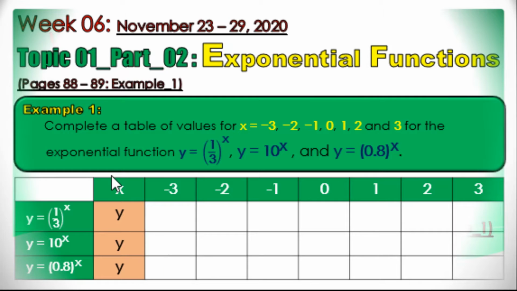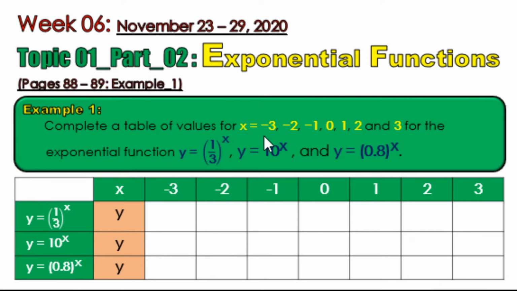Example number 1, complete a table of values for x is equal to -3, -2, -1, 0, 1, 2, and 3 for the exponential function y is equal to 1/3 raised to x, y is equal to 10 raised to x, and y is equal to 0.8 raised to x. So you are given three functions and you are asked to solve for the values of y given the values of x from -3 to +3.